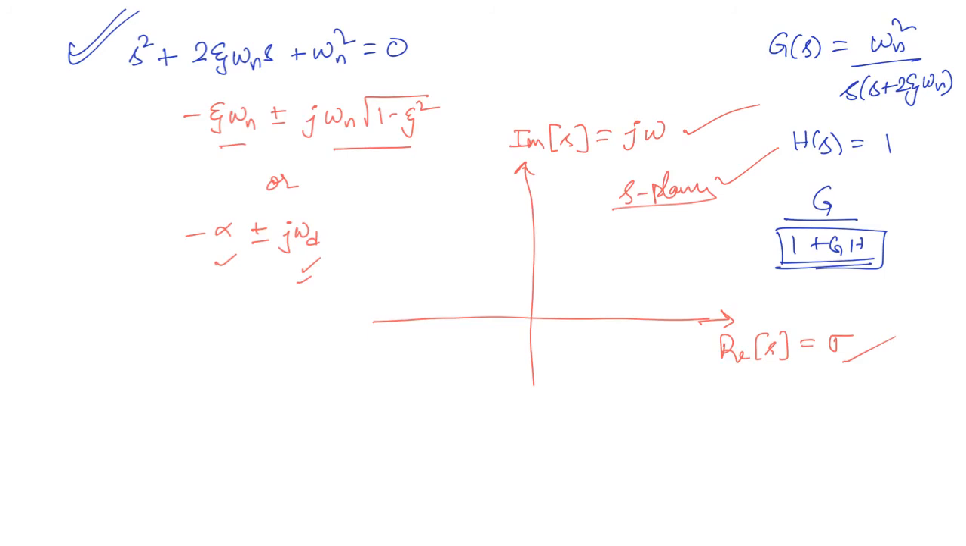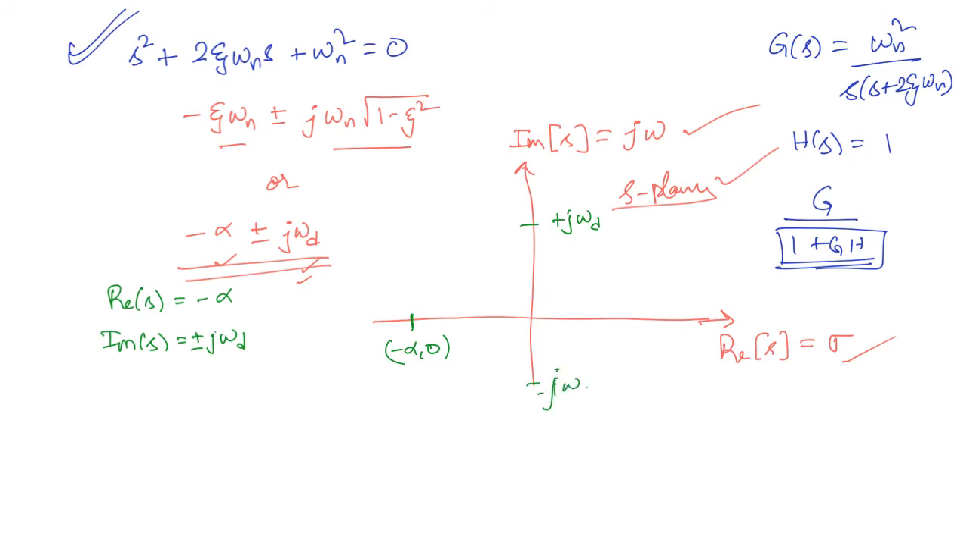Okay, now we can represent the roots on the s plane. What is the real part of the root? This is minus alpha. And what is the imaginary part of the root? It is plus or minus j omega d. Okay, so on the real axis you take minus alpha comma 0, and on the imaginary axis you take plus j omega d and minus j omega d. Okay, so the roots will lie here.